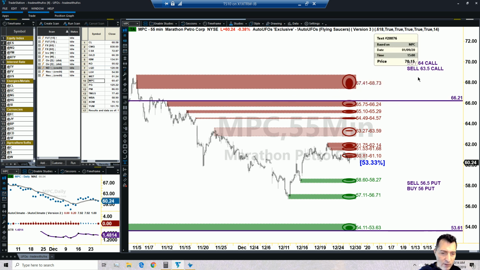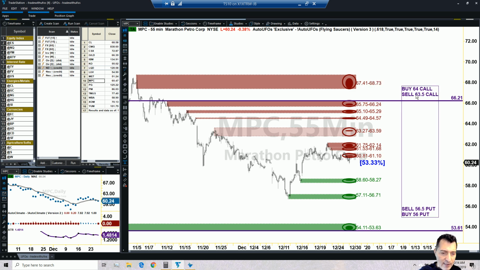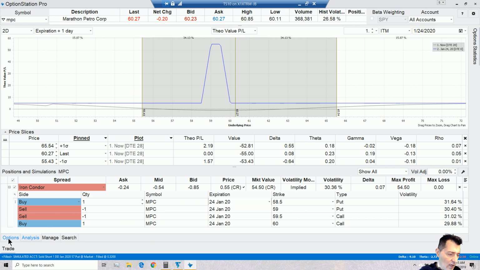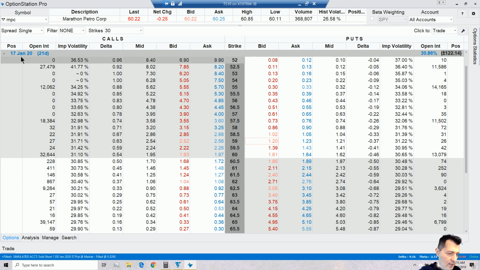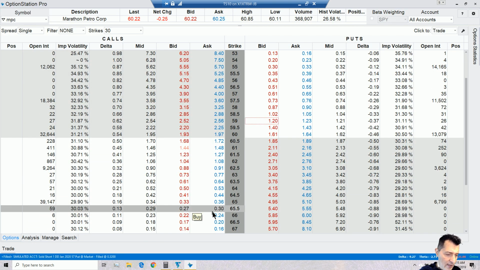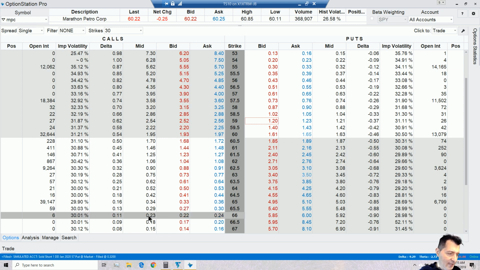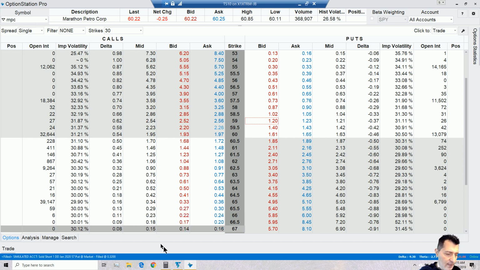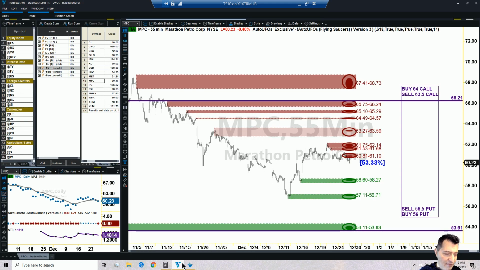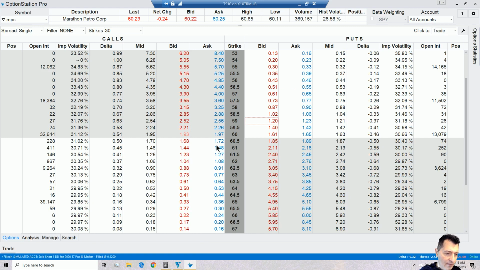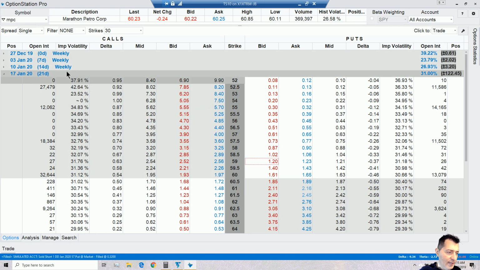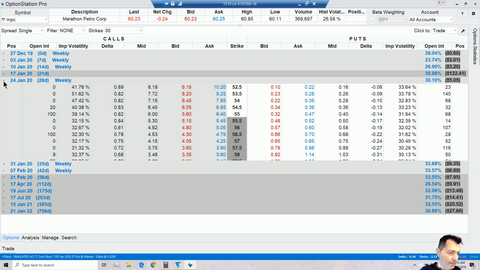Okay, so now the question is, using 66, how much do I get paid using the 17? Well, if I use the 17, I get paid 23 cents, which is not enough. And on the put side, 53.5, I get paid 15 cents, which is not enough. So basically, I have to take this trade using January 24.